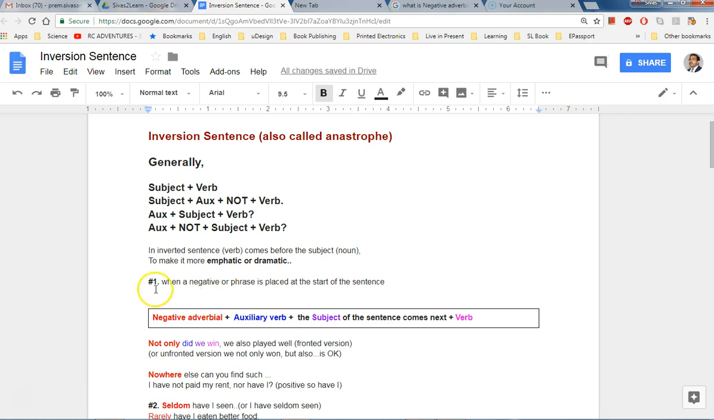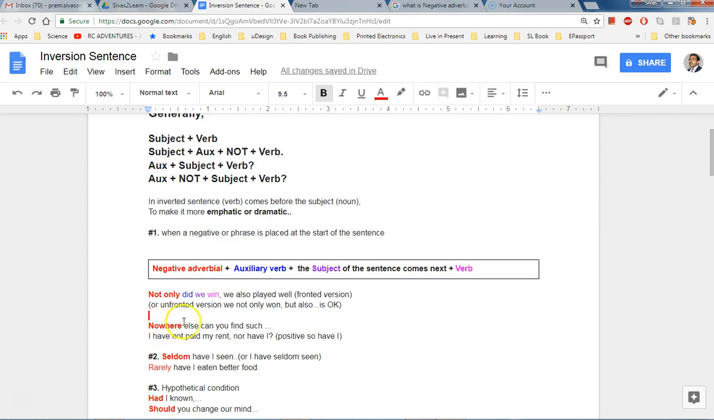Where do we use it? Number 1, when a negative adverb or phrase is placed at the start of the sentence. Okay. So, not only did we win, we also played well. It's exactly the same sentence as, we not only won, we also played. But to make it more emphatic, we put this negative adverb in front of the auxiliary verb, then the subject, then the verb. Okay. This formation is very important. You have to use the right order. Okay. Not only did we win, we also played well. You see, another way: Nowhere else can you find such a.